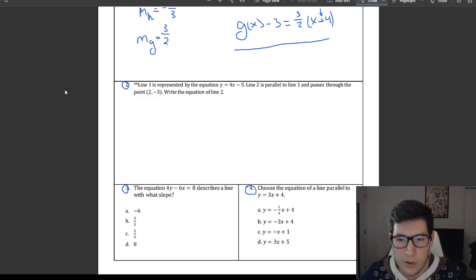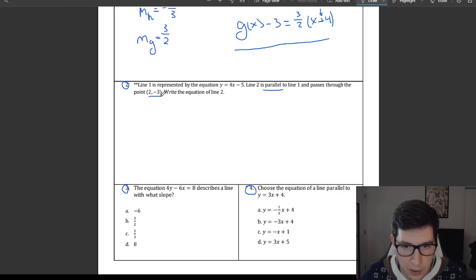Alright, so hopefully you and your partner got through all 3 of these questions. We're going to go over number 2. Number 2 says that line 1 is represented by the equation y is equal to 4x minus 5. And line 2 is parallel to line 1 and passes through the point 2, negative 3. Write the equation of line 2. Alright. So first thing I know, line 2 is parallel to line 1. Awesome. And I know that it passes through this point. So, first thing I got to look at is the slope of line 1. Slope of line 1 is 4, right?